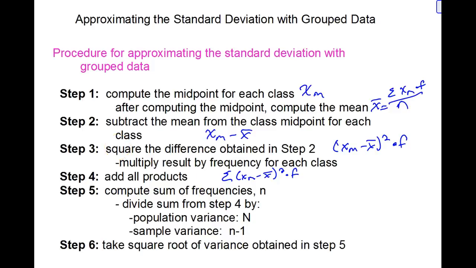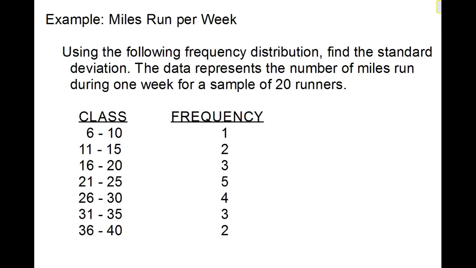So let's look at an example of this and calculate the standard deviation for a frequency distribution. We'll go back to our example regarding miles run per week. And these are the miles run during 1 week for a sample of 20 runners. It gives us the classes and the frequency. So we're going to set up a table similar to what we did when we're finding the mean, because we're going to have to compute the mean again here as well.